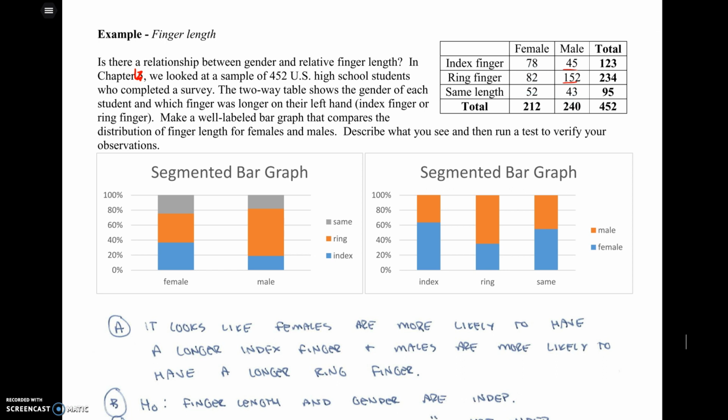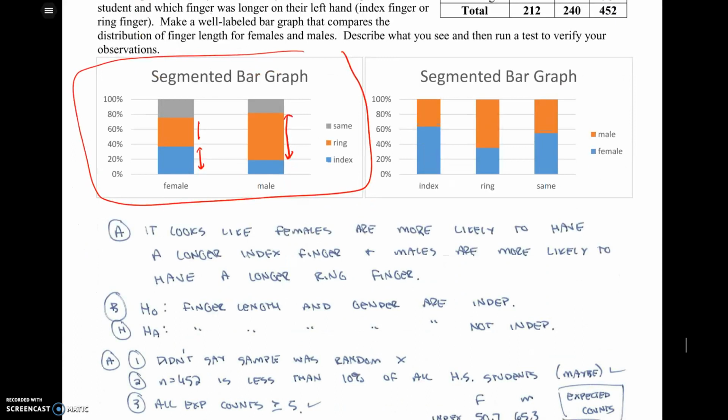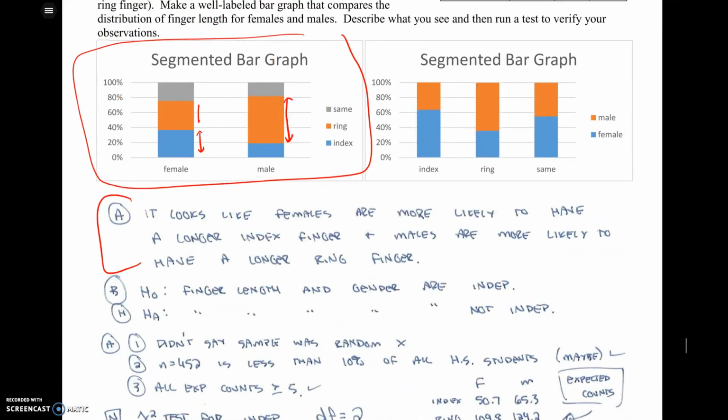Make a well-labeled bar graph and compare the distributions of females and males. Describe what you see and then run a test to verify your observations. Looking at this, it looks like guys have a large percentage of people who have a longer ring finger, and girls have less, and certainly more that have a longer index finger. So it looks like there's a relationship. There's an association. All right, so that's what I observed here. So let's run the test.